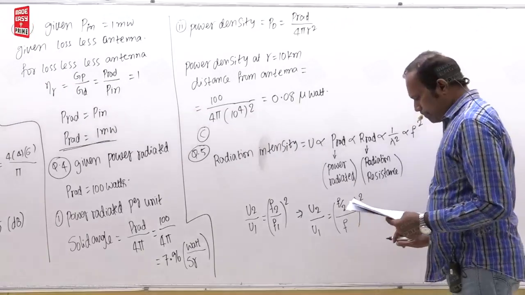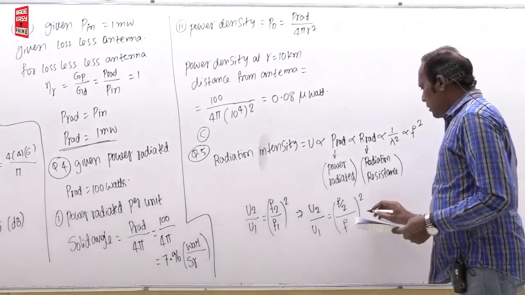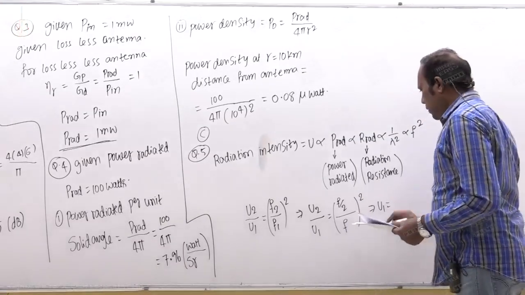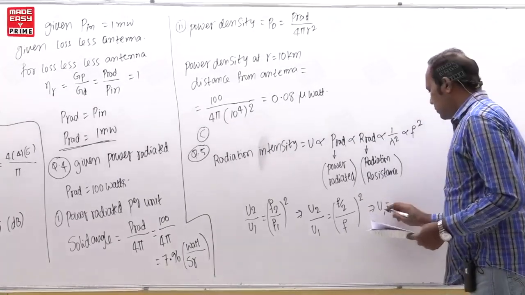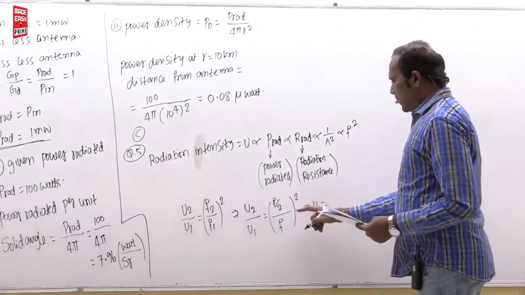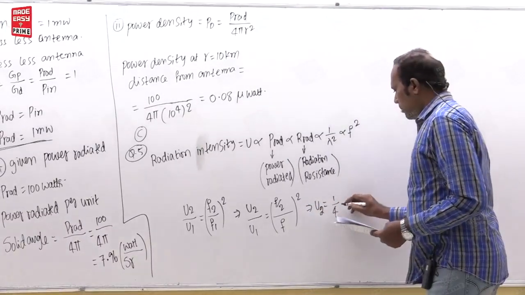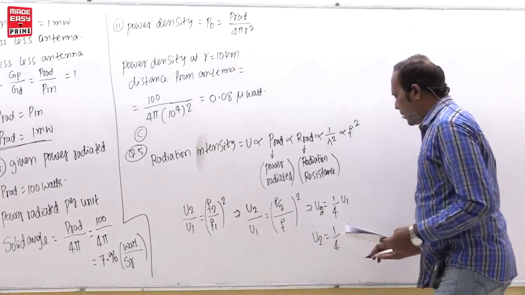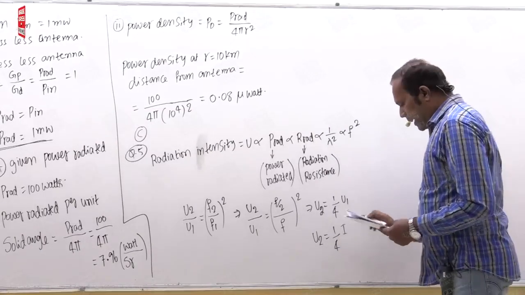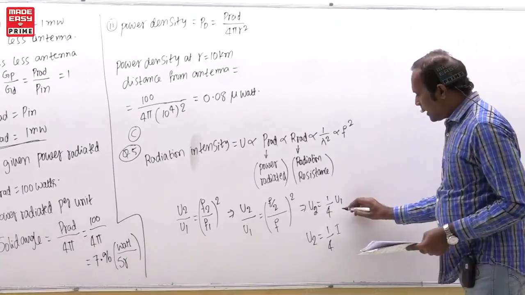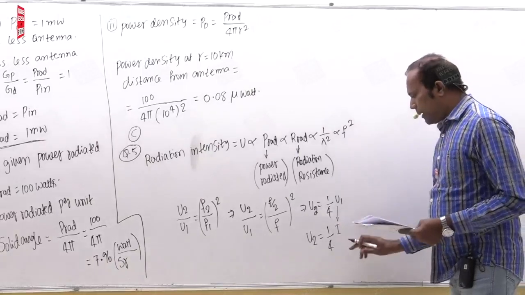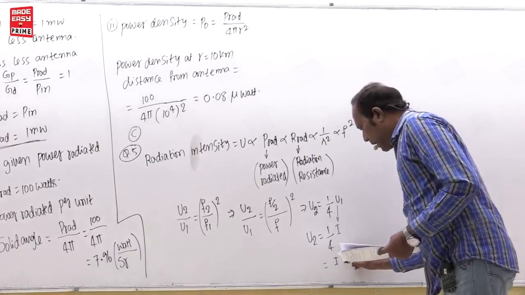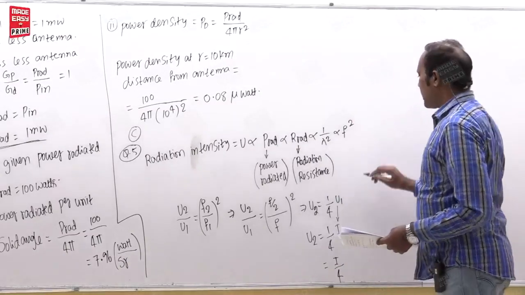Then U2 is equal to 1 by 4 multiplied with U1. So he is calling this first intensity as I, so I by 4 is the answer. He is calling U1 as I, so that is equal to I by 4. Okay.